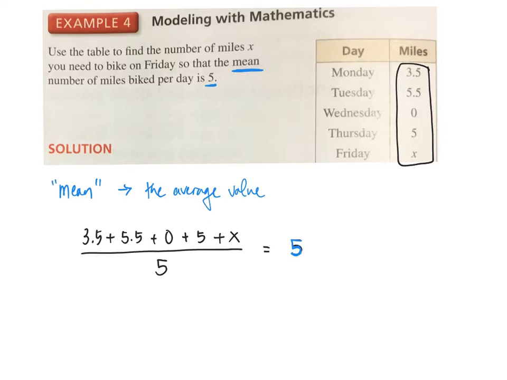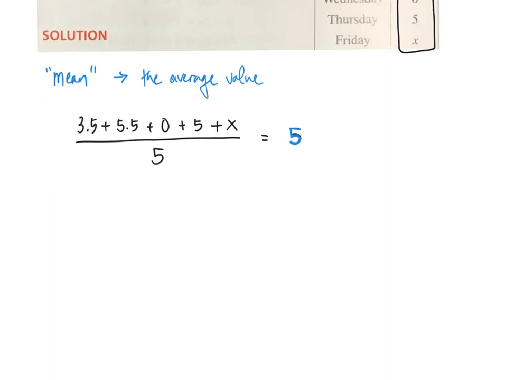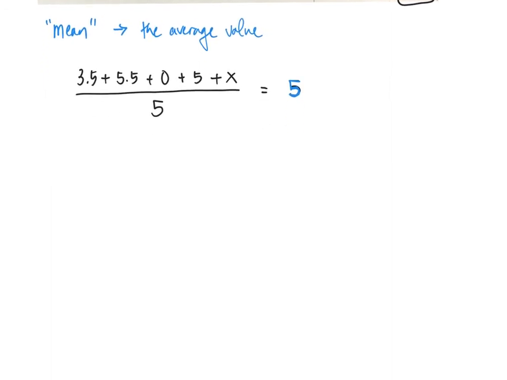Okay, so how do we solve this type of thing? Well, the first thing we could do is simplify the left side here. We could do that by adding 3.5 and 5.5 and 5 together. So 3.5 plus 5.5 gives us 9. And then if you add the other 5, that's 14. So we've got (14 plus x) divided by 5 is equal to 5.